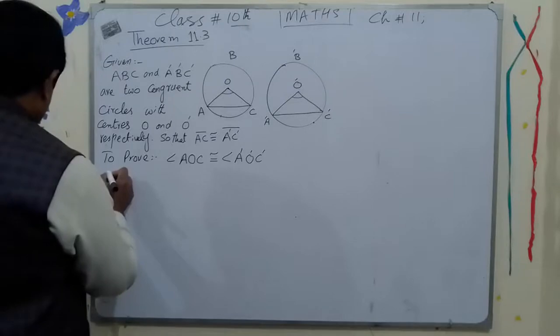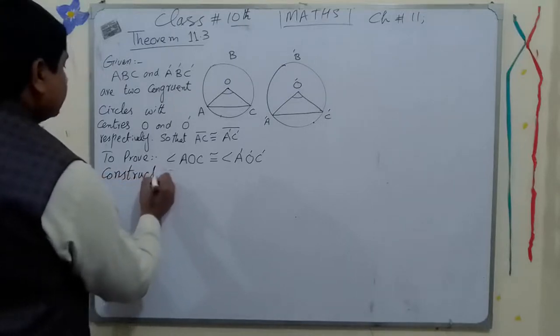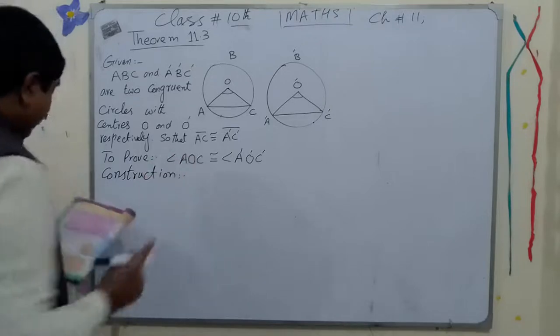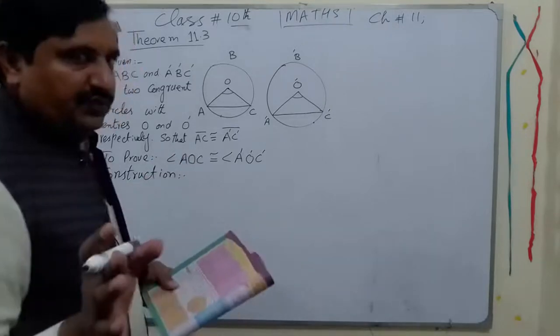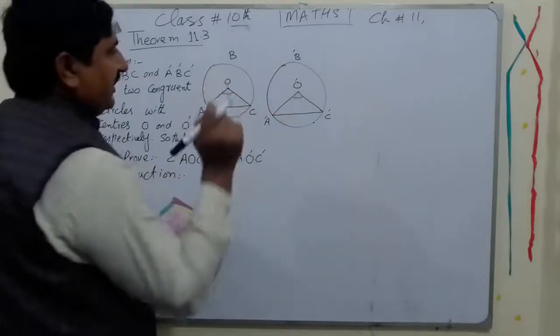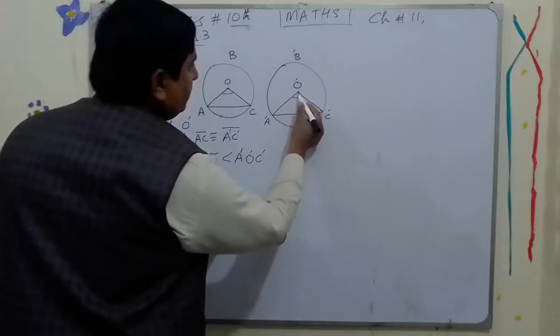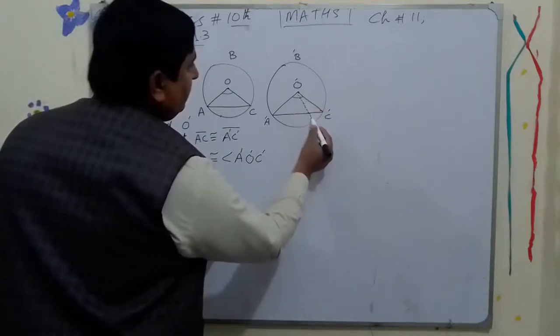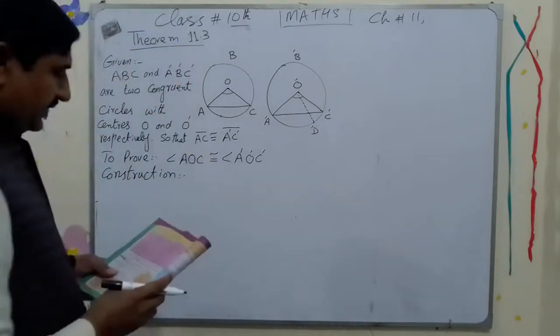What are the construction steps here? Let's see the construction steps, boys. Suppose it is possible that the measure of angle AOC is not congruent to angle A prime O prime C prime, and it is congruent to some other angle. So let's take another point, and this point is known as D prime.